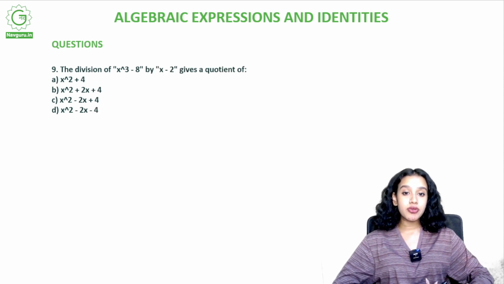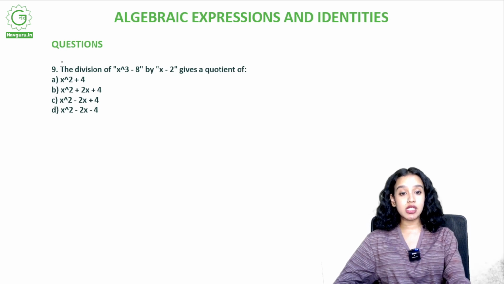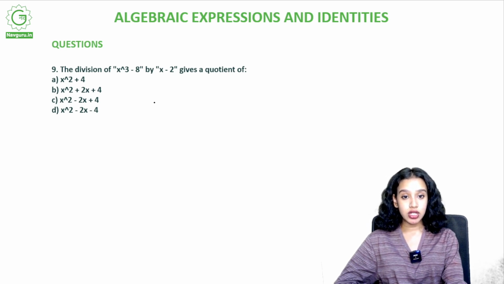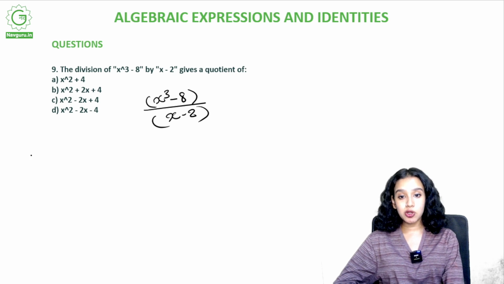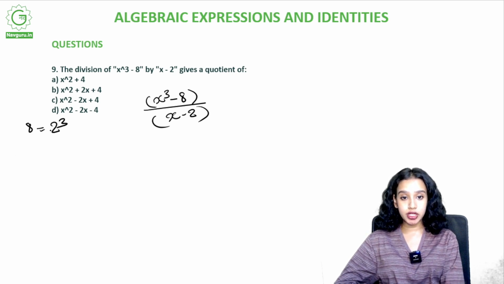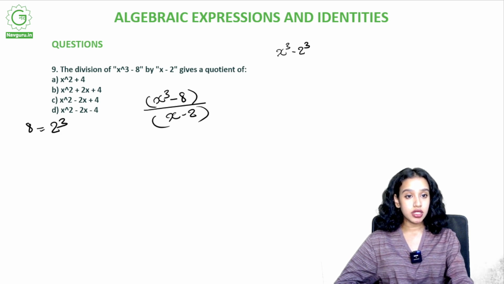Now the division of x cube minus 8 by x minus 2 gives a quotient of. So we have x cube minus 8 which is divided by x minus 2. So what is x cube minus 8? 8 is actually equal to 2 cube, right? So we could write x cube minus 8 as x cube minus 2 cube, right? Divided by x minus 2 is what we have to find.